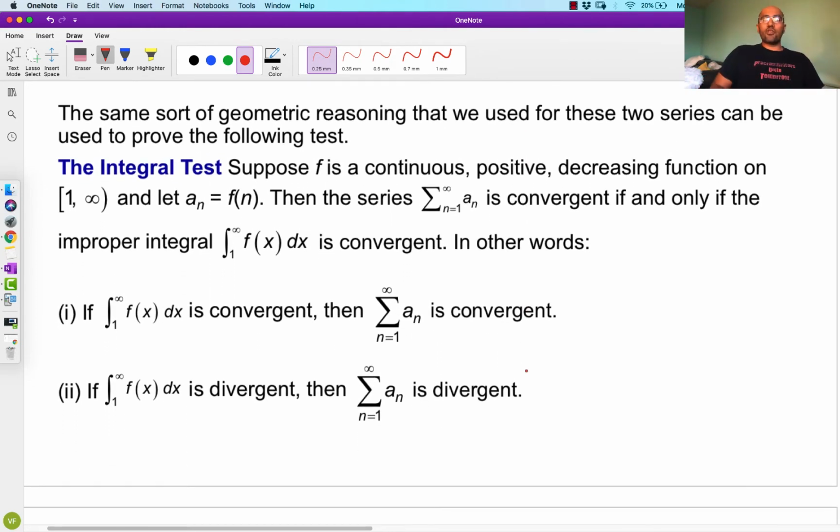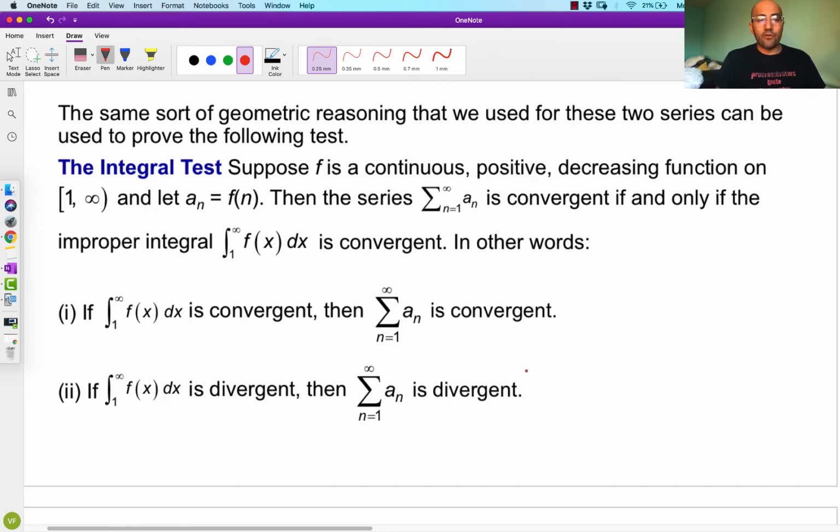Okay, the same sort of geometric reasoning that we used for these two series can be used to prove the following test, the integral test. Suppose f is a continuous, positive, decreasing function on the interval from 1 to positive infinity, and let a of n equal f of n, right? So in other words, the values in my series, the sequence values, are actually values, individual points on the continuous function f of x.